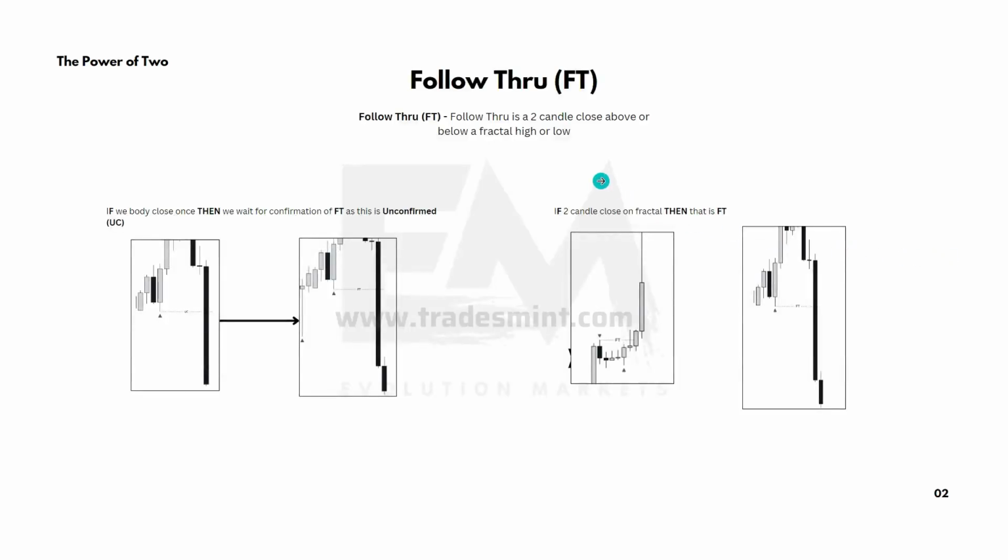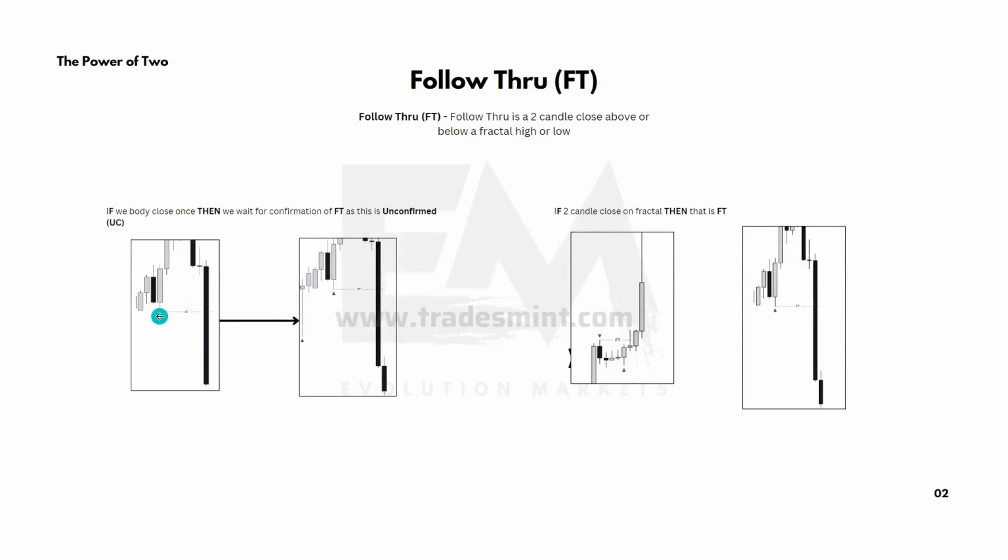Now we have our 4-hour range set, we move on to 4-hour directional bias. Kicking things off here, we have follow through. Now follow through, or FT, is a 2-candle close above or below a fractal high or low. So let's start on the left here. We like to use if-then statements. So if we body close once, then we wait for confirmation of FT, as this is an unconfirmed bias.